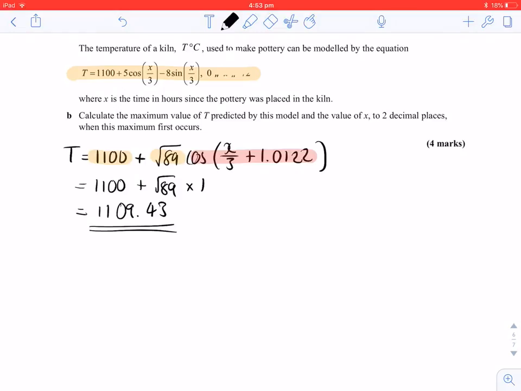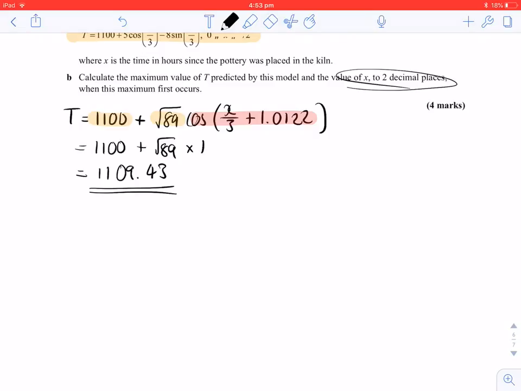But we're also asked to find the value of x to 2 decimal places at which this first occurs. Now we've already kind of worked out part of it because we said that these values here are constants and can never change. So we want to find it when this part is equal to 1. So we say cos(x/3 + 1.0122) = 1. And then we can arc cos that, and we get that x/3 + 1.0122 = 0.